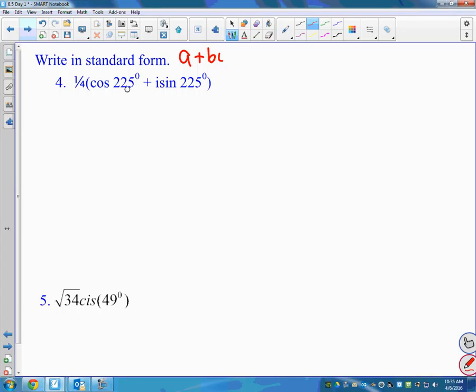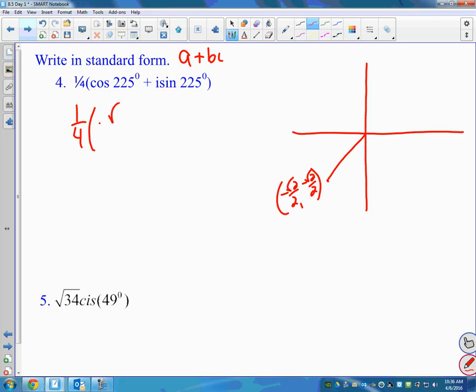So is 225 degrees from my unit circle? It is. So if it's from the unit circle, it means I don't want decimals. 225, that's just down here, right? Which would be negative square root of 2 over 2, negative square root of 2 over 2. So I'm just going to work this out and say 1/4 times negative square root of 2 over 2. And I'm just going to go ahead and distribute that 1/4 if you're okay with that. Plus i times 1/4 times negative square root of 2 over 2. I'm distributing that 1/4 in there as I replace sine and cosine with what they equal.